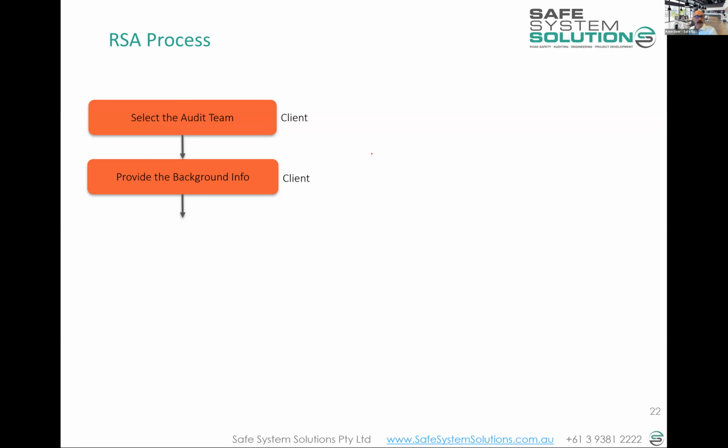All of the background information is provided, so the designs, any planning reports, any other information that may be relevant to the audit team to be able to do their job. Then there's a commencement meeting, and this is where the client and the audit team have a chat about, okay, do you understand what's happening? And the audit team might ask questions about the scope of the work that is being planned, or clarifications on what different things mean.